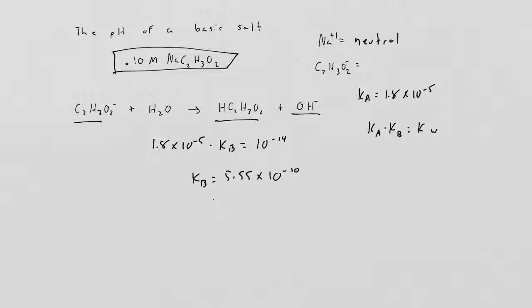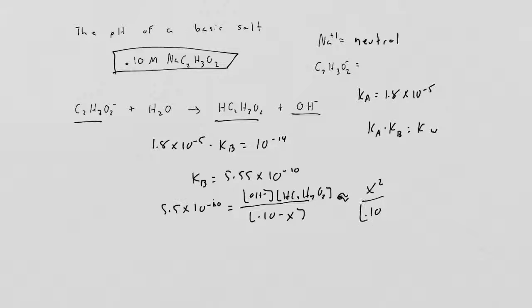All right, here we go. Well, we're back to the same problem, aren't we? We have 5.5 times 10 to the minus 10 equals the base concentration, which is 0.10 minus X, over the OH- concentration times the HC2H3O2 concentration, which is approximately equal to X squared over 0.10. And then we can just do the math and solve for X.